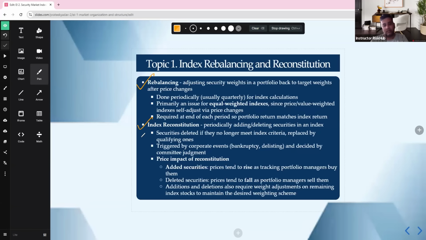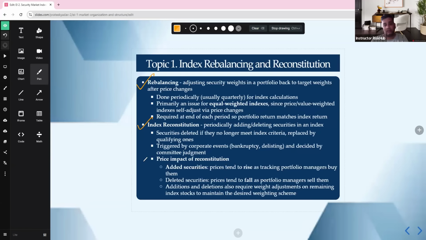Reconstitution. When we talk about index reconstitution, reconstitution means adding or deleting securities from the index, right? This happens when a stock no longer qualifies, the company is delisted, bankruptcy happens, or another eligible firm is added. So reconstitution is about changing the members of the index, right?